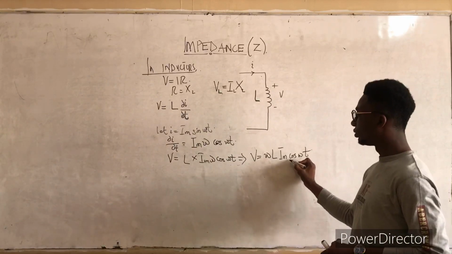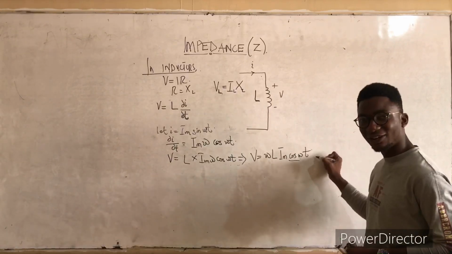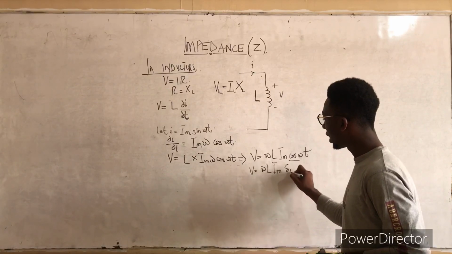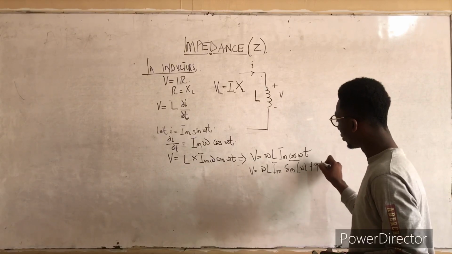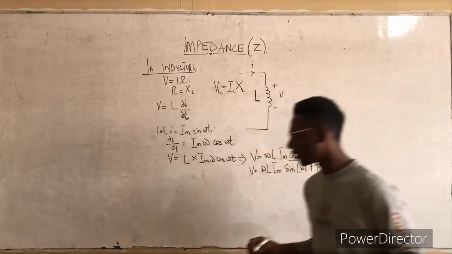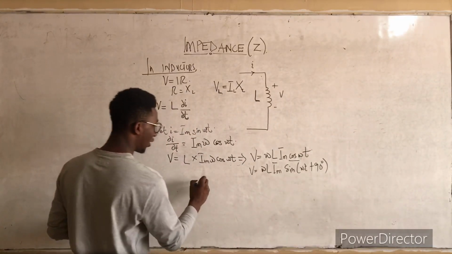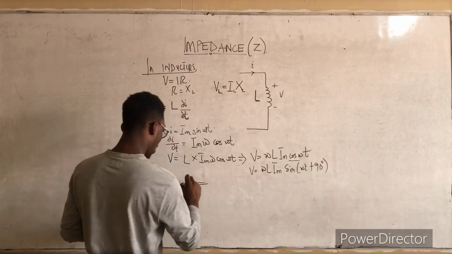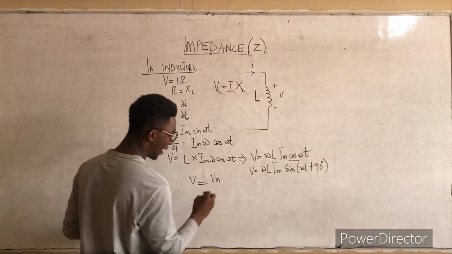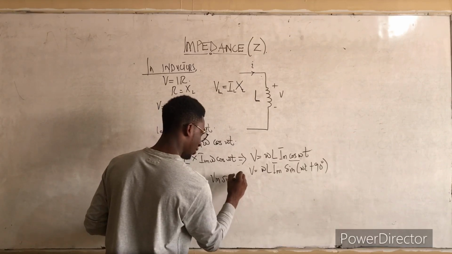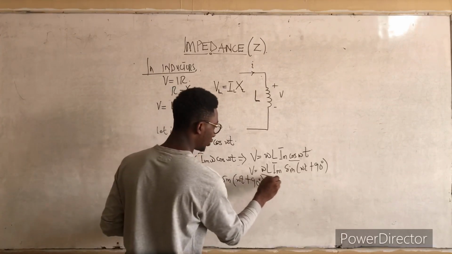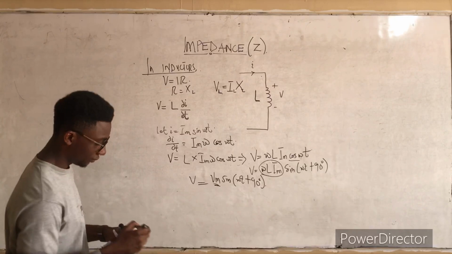Now, anytime you want to change cos to sine, you have to add a fixed angle of 90 degrees. So from here, we can have V equal to omega L Im sine of omega t plus 90 degrees. If you are changing the cos here to a sine value, you have to add 90 degrees to it, as a fixed angle. So finally, V is equal to Vm sine of omega t plus 90 degrees. The whole of this amplitude is what we call Vm.